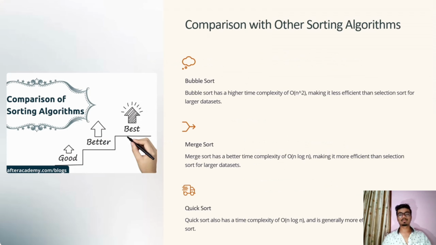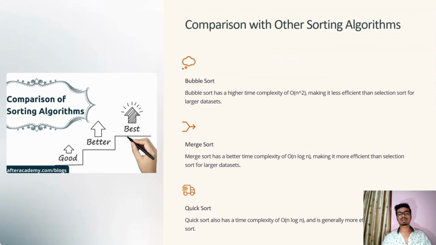Comparison with other sorting algorithms. Let us compare bubble sort, merge sort, and quick sort. Bubble sort has a higher time complexity of O(n squared), making it less efficient than selection sort for larger data sets.